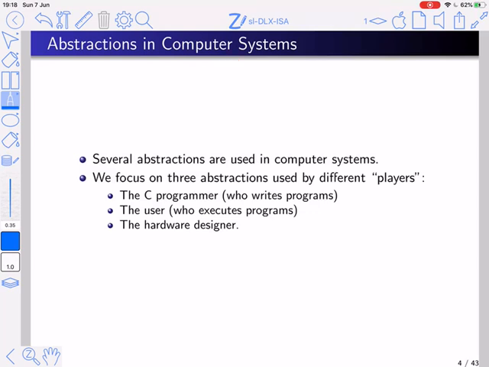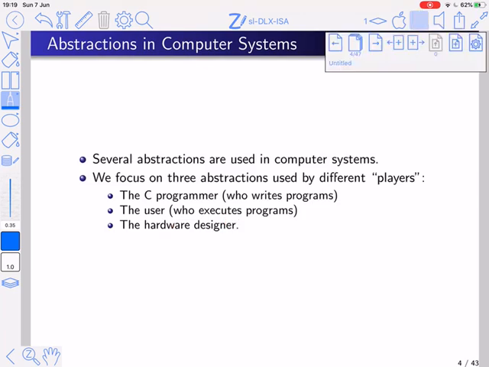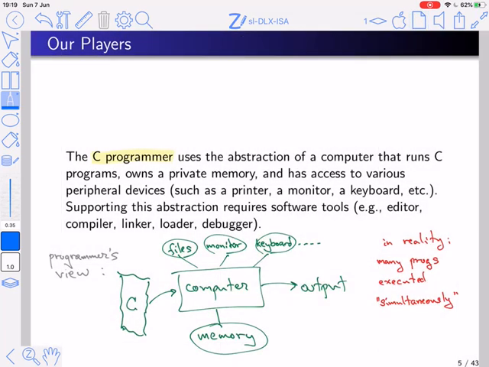And we will consider three main players, each of which has a different abstract view of the computer system. The first player is the C programmer, who writes programs, say in C or any high-level programming language. The user, who executes programs or applications. And the hardware designer. And of course, in this course, we are the hardware designers. Okay, so let's try to understand our players.